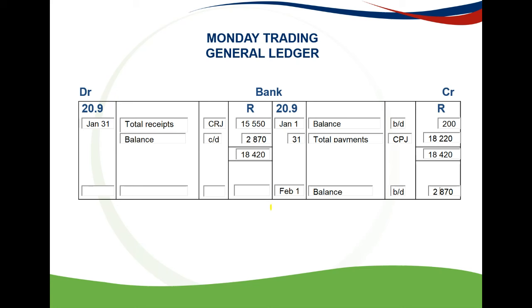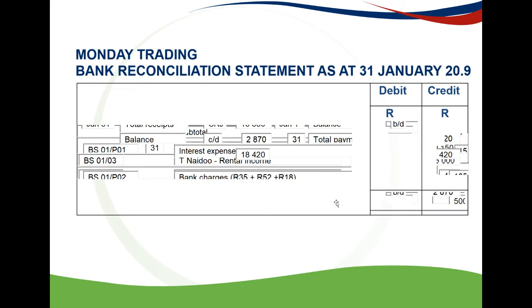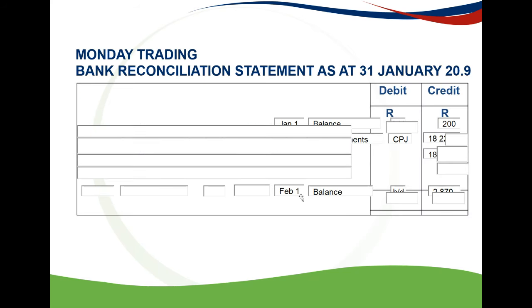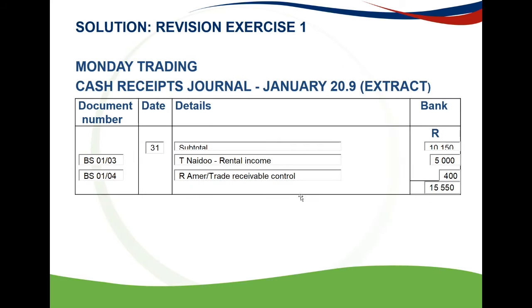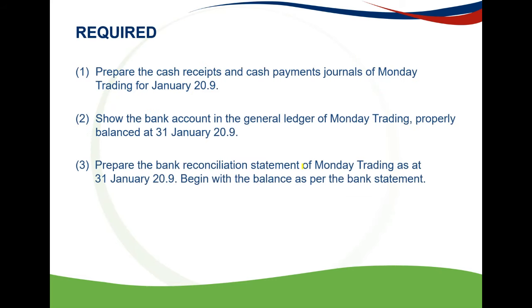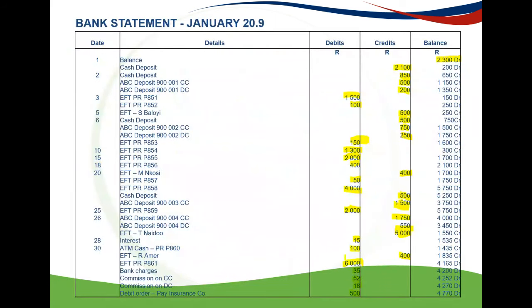Now that I've prepared my bank account in the general ledger, I can go and prepare my bank reconciliation statement, because now I have my balances so that I can compare them. And the question said we must prepare the bank reconciliation statement of Monday Trading as at 31st of January 20.9, beginning with the balance as per the bank statement. Now, we know our balance as per the bank statement. That we will find here, because that's my closing balance as per my bank statement.